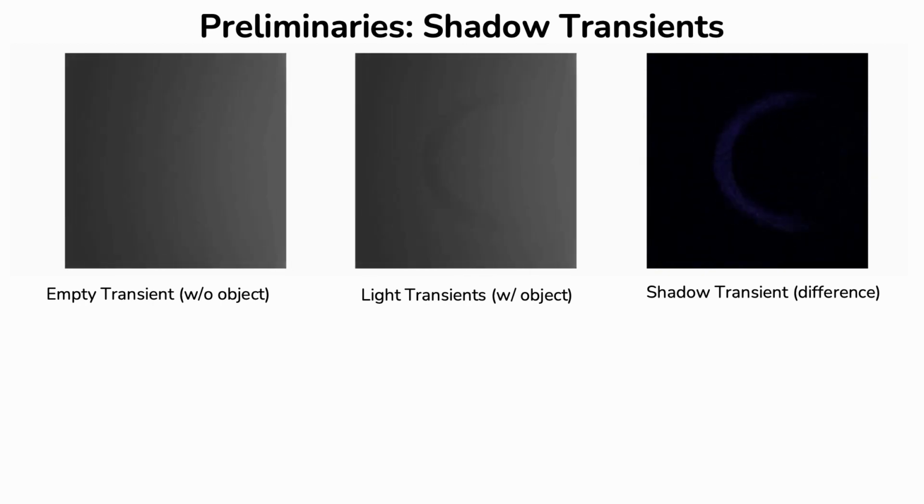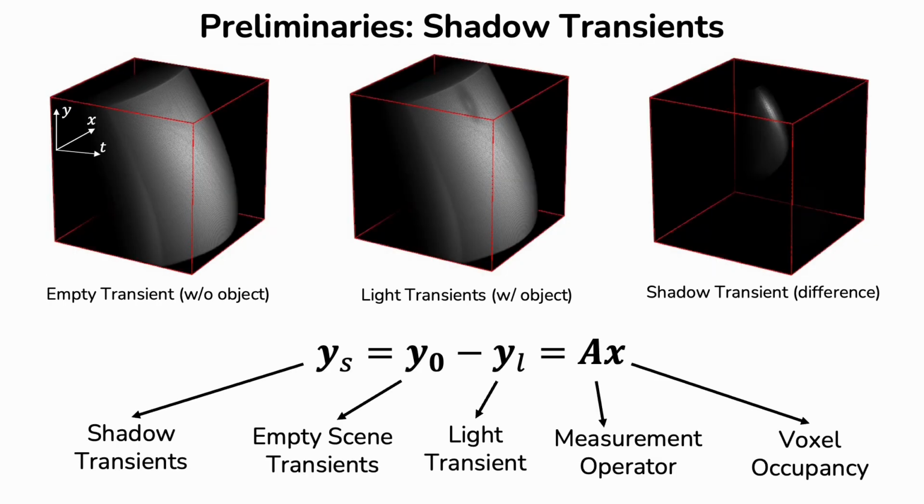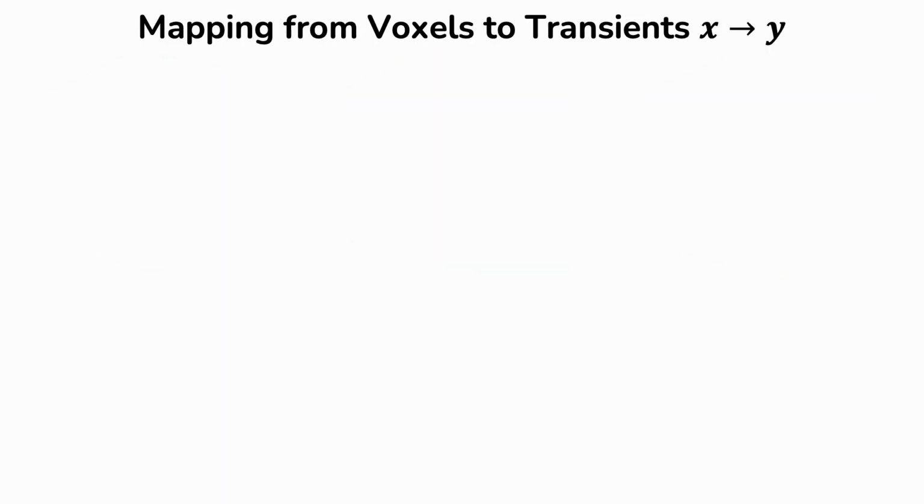In the light transient, we see a hole appear to propagate in spacetime. This hole is the shadow transient. We can derive a forward model with respect to the shadow transients. Now let's dig deeper into this linear forward model.